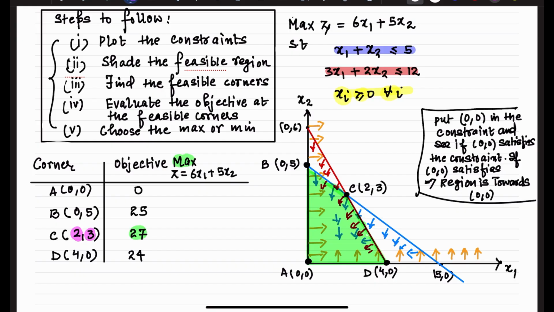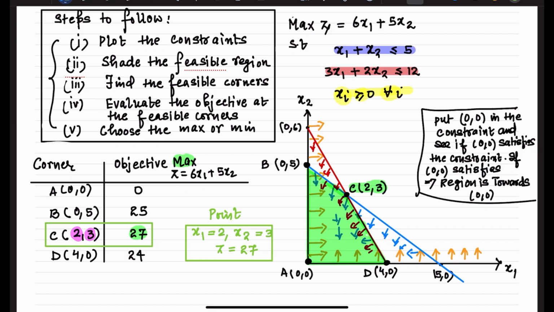So in this region, what in fact becomes the optima? This point C is the point of optima. This is the point of optima. So how would you report this? x1 equals 2, x2 equals 3, Z equals 27 is the point of optima.